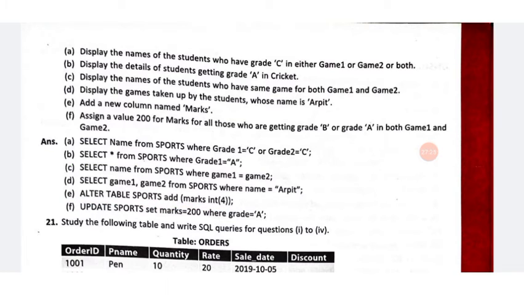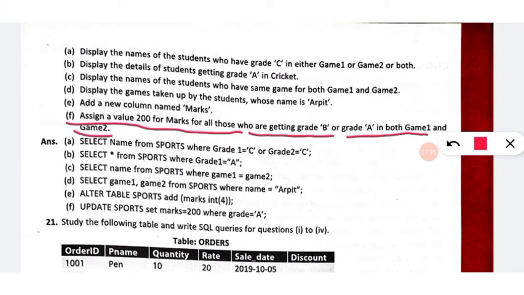Then next one: assign the value 200 for marks for all those who are getting grade B or grade A in both game 1 and game 2. In both the games, if a person is getting A grade or B grade, update their marks to 200. Not adding, just assigning the mark 200.